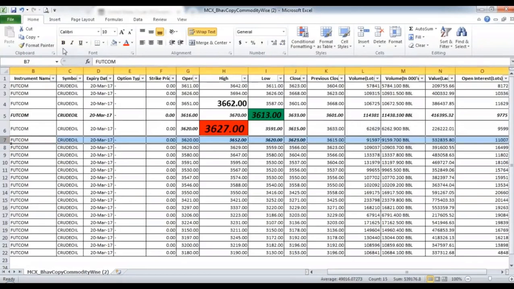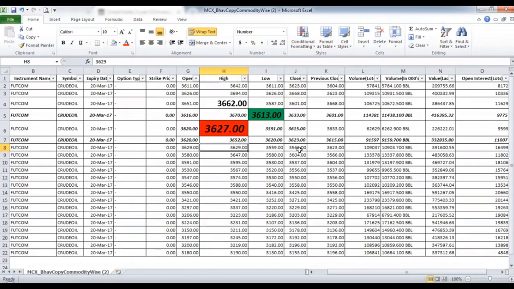So on this particular day, we got to know about all these artifacts. So I know now with a degree of confidence that this should be the resistance and this should be the support. Now the next day, did it try going above 3627? It did, right? Rather, it opened above it, right? And it failed.